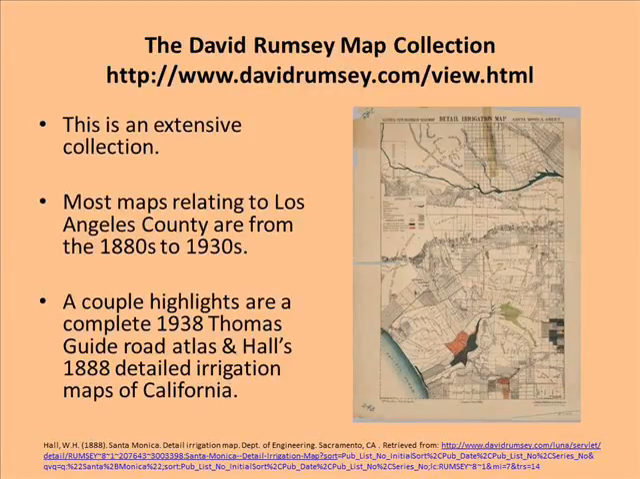The David Rumsey map collection is extensive. Most of the maps relating to Los Angeles County in the collection are from the 1880s to 1930s. A couple highlights are a complete 1938 Thomas Guide Road Atlas and Hall's 1888 detailed irrigation maps of California.